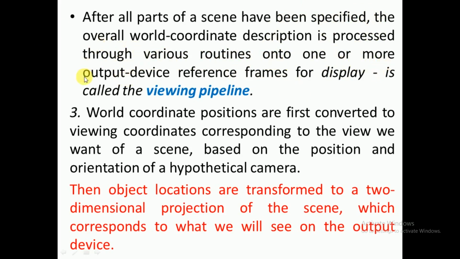Then this world coordinate has to be transferred to our device coordinates. This is the device coordinate. This is the device reference frame. Means this device has a reference somewhere. It may have the reference here or it may have the reference here. Then that has to be transferred to the output device reference frame for display. This is called the viewing pipeline.